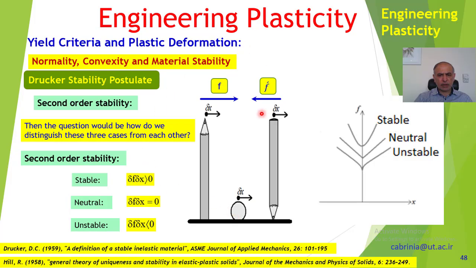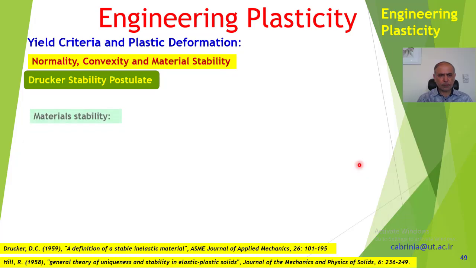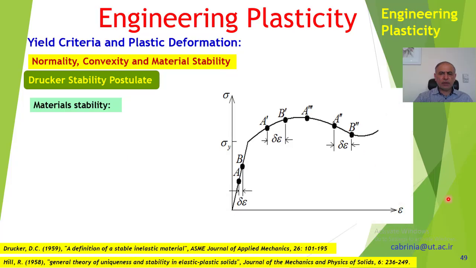So for such a case, when we have these external forces applied in opposite directions, the first order stability doesn't give us any clue as to which one is stable and which one is not. Only the second order stability, these equations, tell us whether this is stable or this is unstable. So let's see how it applies to real material.